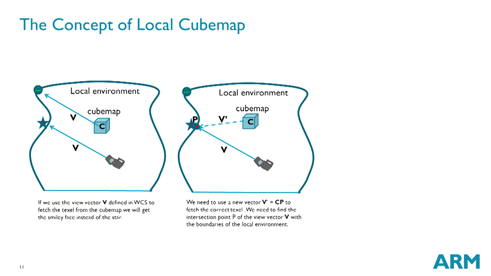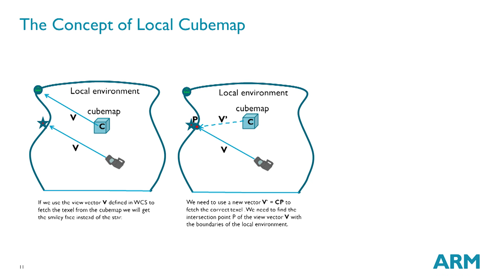In this case, if we put ourselves in the Cubemap position, in the position where the Cubemap was generated, and we look to the star, then we realize that the vector we need to use for that is a vector with the origin in the Cubemap, and the end point will be the intersection point of the view vector, the V, with the boundaries of our environment. Only using that vector, we will be able to fetch the texture in the correct direction to get the star.